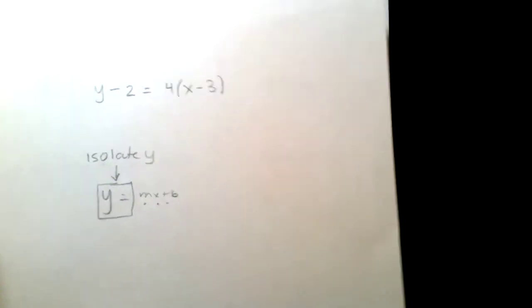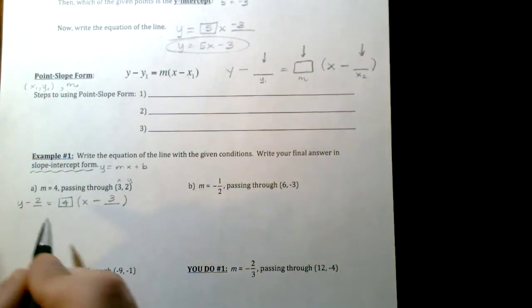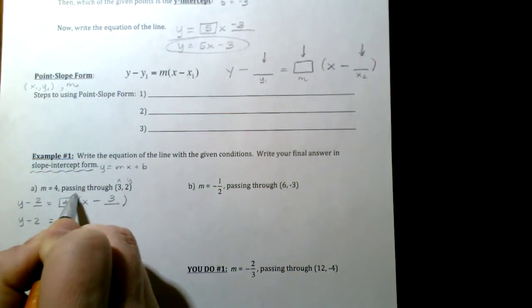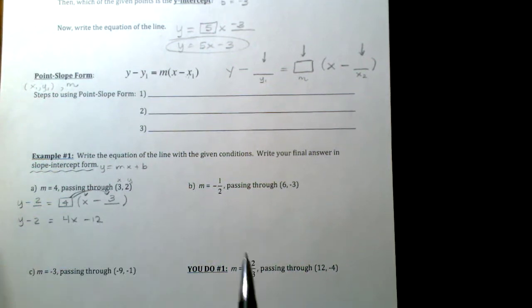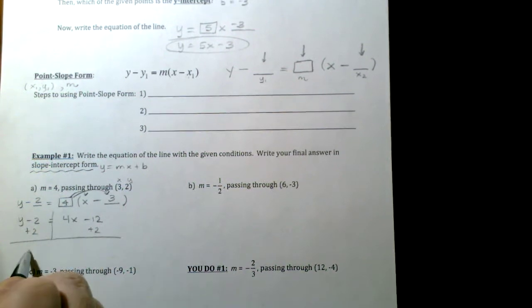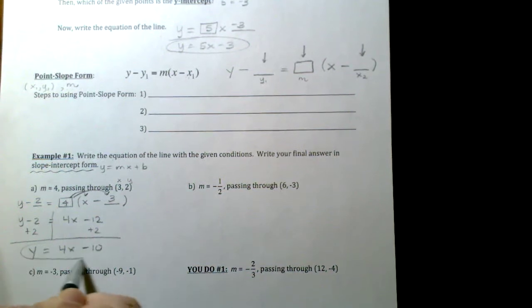So now we're going to move out of kind of the lesson part and move to algebra. All right? My algebra says y minus 2, distribute, get y by itself. I'm going to add 2 to both sides. And then I have my final answer. Notice it is in y equals mx plus b form.